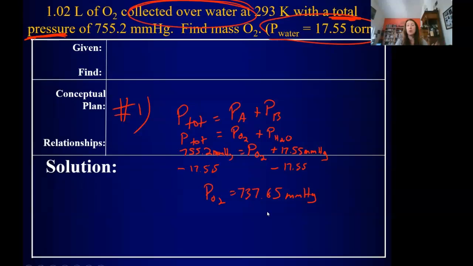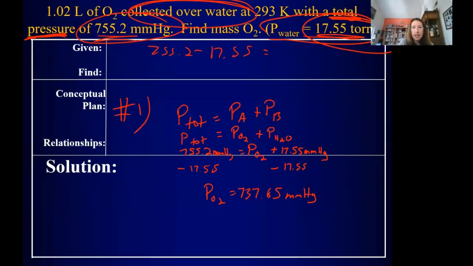So basically, what's the gist of all this? If you see "collected over water," you need to subtract your pressures. That's basically what we just did. If you see that, get out water. Sometimes people say they just do that in their head, but what you're doing in your brain is using Dalton's law of partial pressures. You're subtracting out your water. So all we did was take this 755 and subtract out our water, and that gave us 737.65. That's our new pressure.